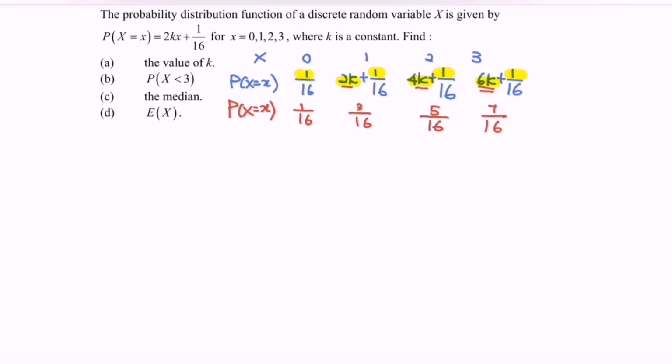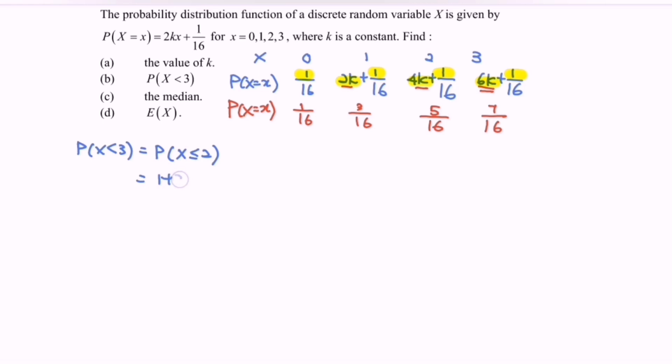Next, follow B. The probability that X is less than 3. Since this is a discrete random variable, remember to modify it to include the equal sign, so X is less than or equal to 2. Kindly refer to the table, which is red in color. X less than or equal to 2 means that we need to find 0, 1, and 2.